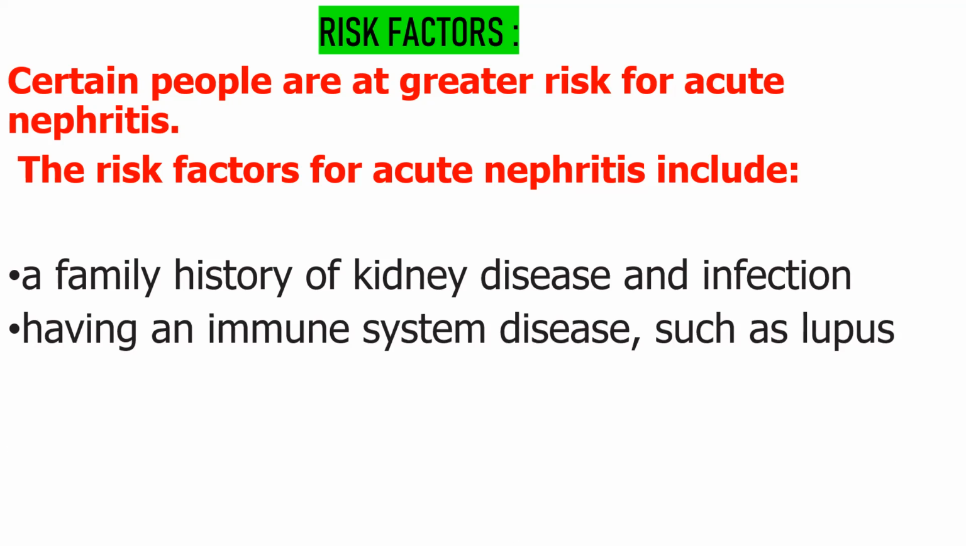Coming to the next point, having an immune system disease such as lupus. Lupus decreases our immune system. Those people who have systemic lupus erythematosus, it makes their immune system weak because of this immune system disease, and they are much more susceptible to developing nephritic syndrome.